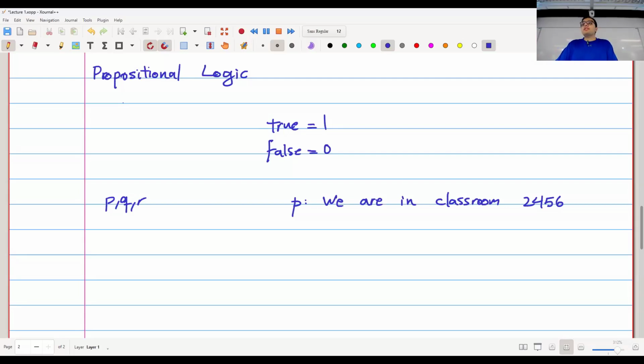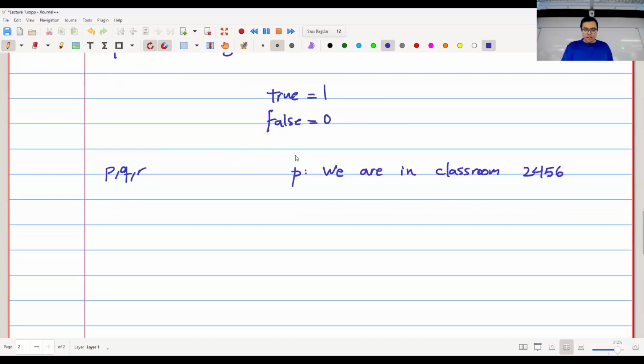But of course, I'm not just interested in atomic propositions like this, and I call it atomic because I cannot really break it down into smaller propositions. It doesn't have any parts. It's just an atomic thing. It's an assertion that I'm making. It can be true or false. But this is not very interesting. What's interesting is how we can combine different atomic propositions and get more complicated propositions.